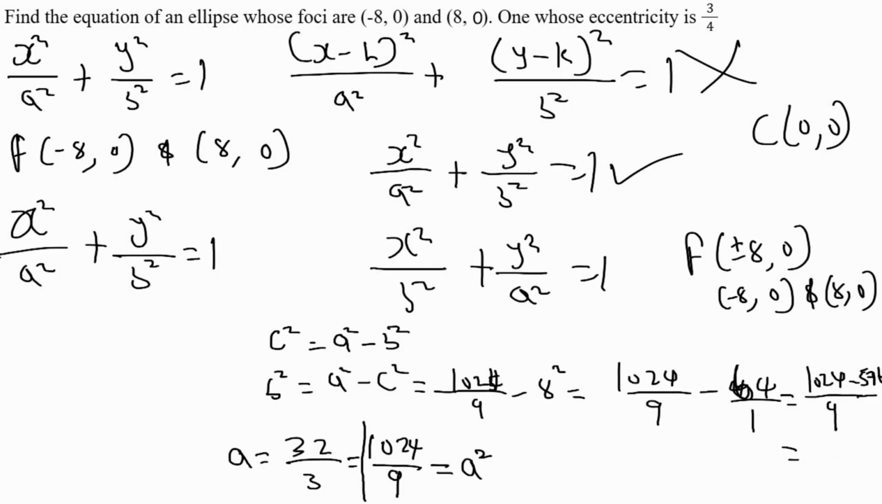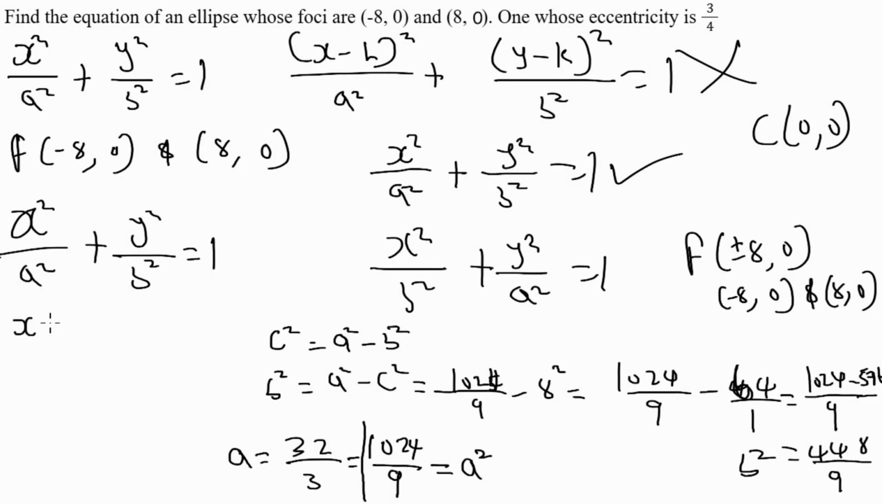And basically I can take the difference: 1024 minus 576. So I got 448 divided by 9. Okay, perfect. So basically now, that's the value of B squared. Excellent. I think it makes sense now. So now we can plug in.